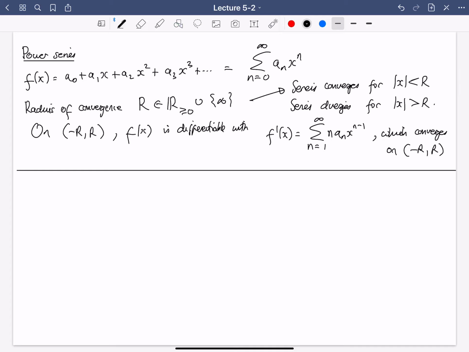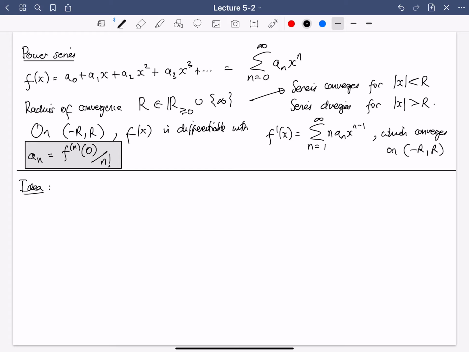Oh, I should write down one more property. Providing r is bigger than 0, so that it's differentiable about 0, you can recover the coefficient a_n from the function, because a_n is the nth derivative of the function at 0 divided by n factorial. So that's kind of an important little fact. Let's put a box around that because it's useful. Okay, so power series.